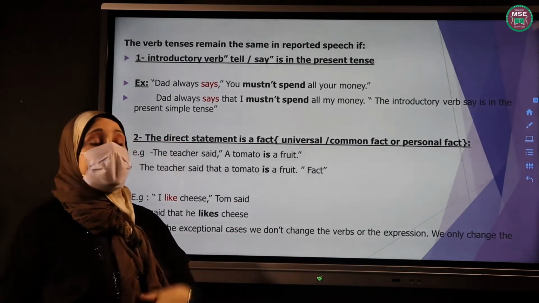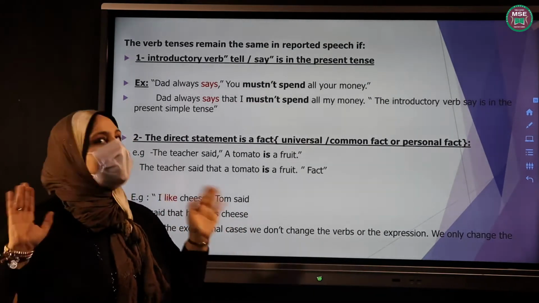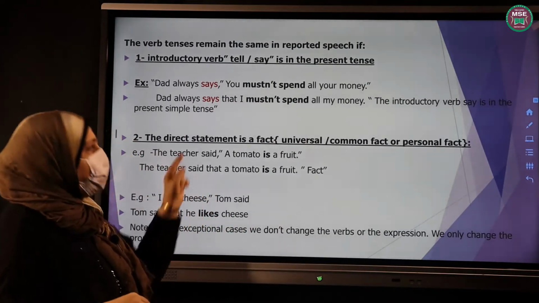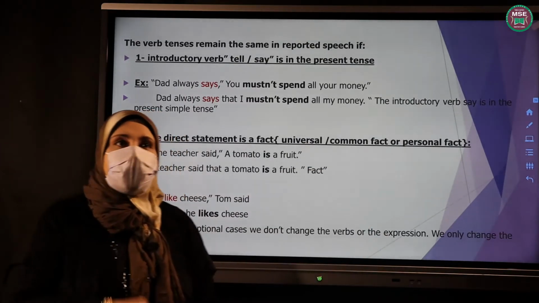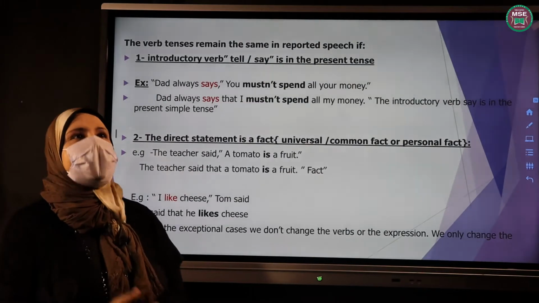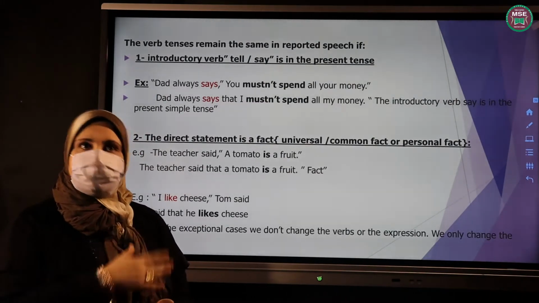Let's say the sun rises in the east. The teacher said that the sun rises in the east. I didn't change anything because it is a universal fact. So what do I mean by personal fact? Personal facts usually come in the form of verbs like, dislike, let's say enjoy, prefer, detest, and so on.